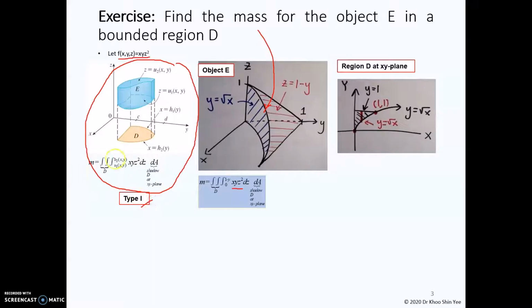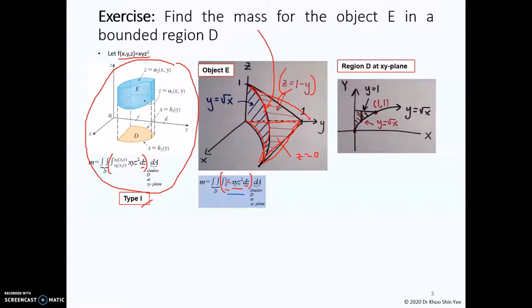For the type 1 triple integral, we need to integrate with respect to the z-axis. So the limit for the z-axis is from here, where the limit is z equal to 0 for the yz plane. And then the upper part for the z-axis is this, which is given by z equal to 1 minus y. Therefore, this is the upper limit for this object. So you can substitute z equal to 1 minus y and z equal to 0 for the limit.